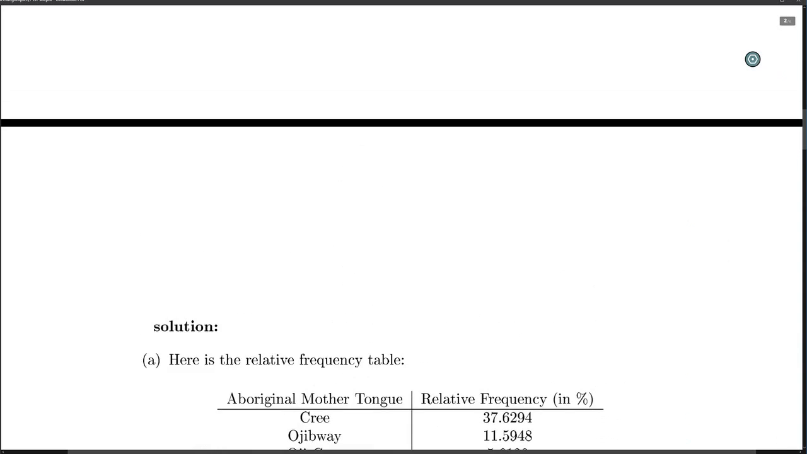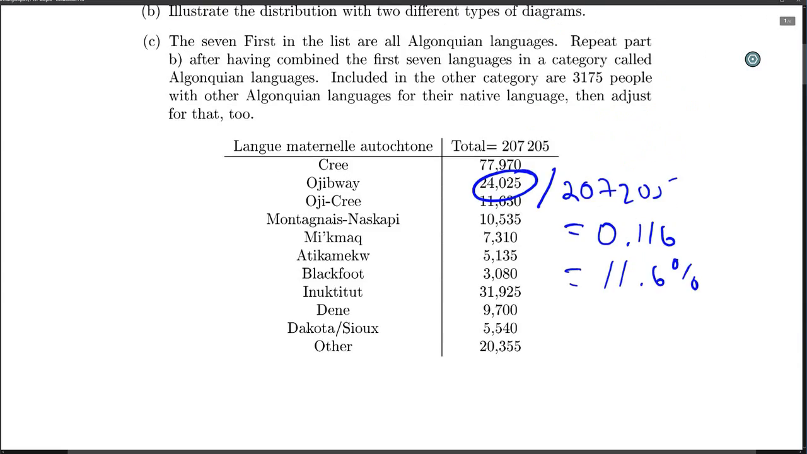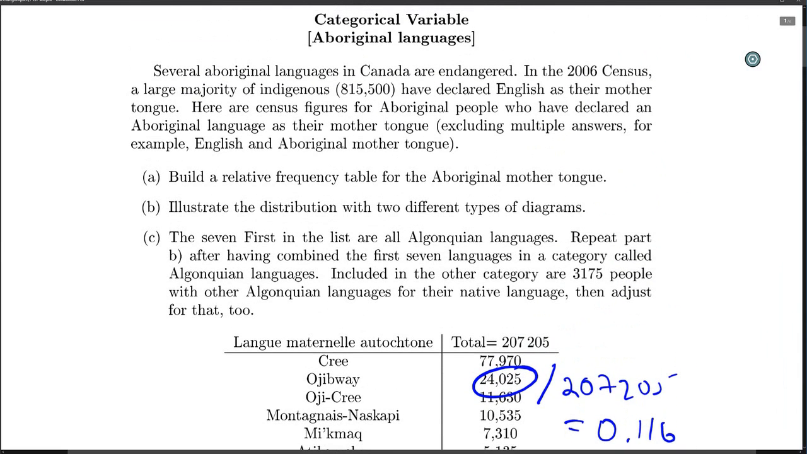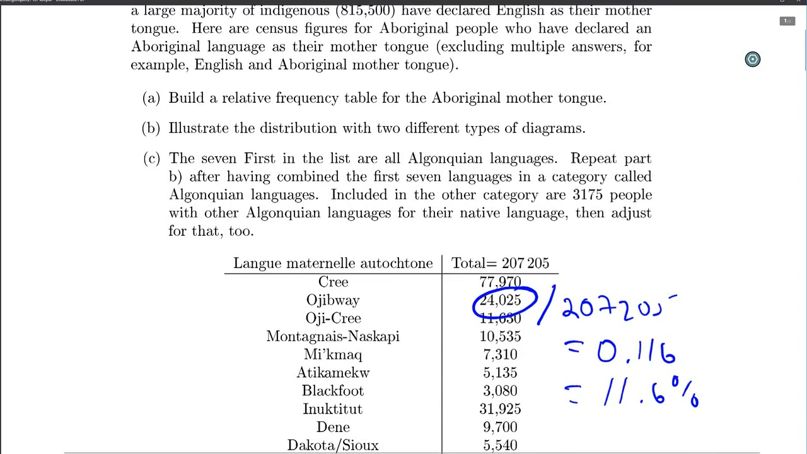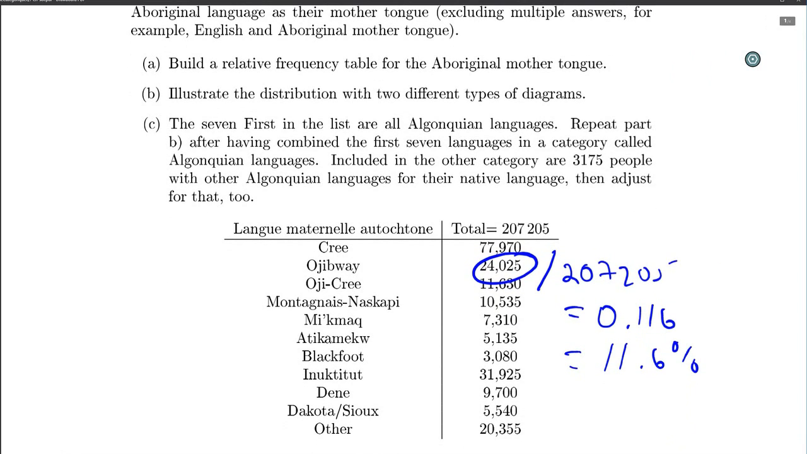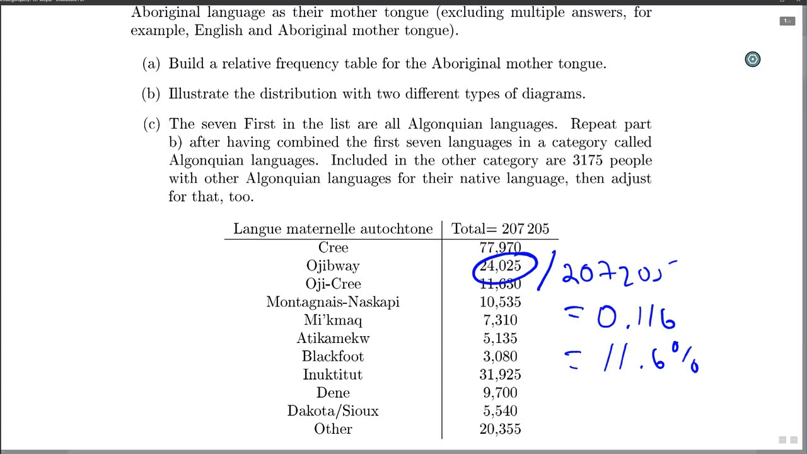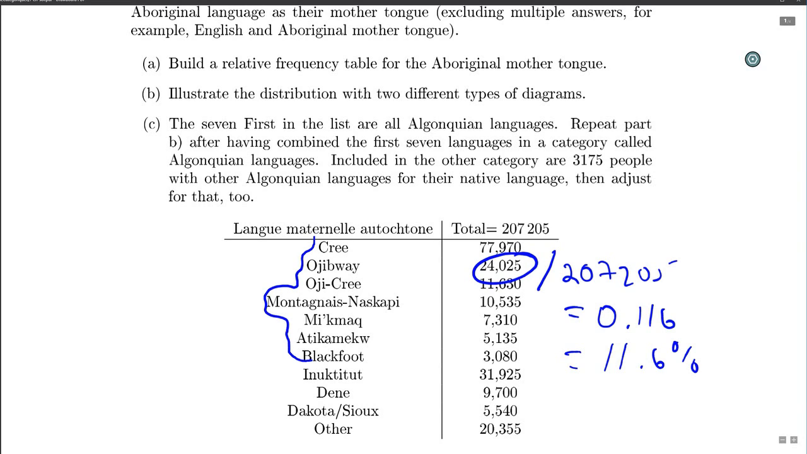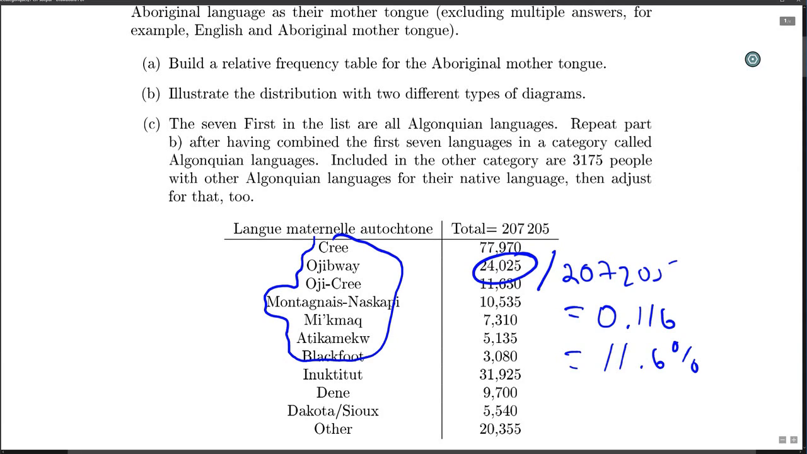Okay, for part B, we'll go through another video where we do the graphs using Minitab. Part C, we're told that the first 7 languages in our table, so 1, 2, 3, 4, 5, 6, 7, all belong to the same family, which is the Algonquin languages.